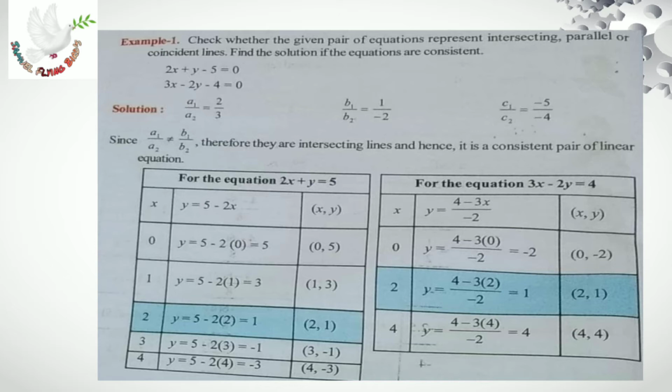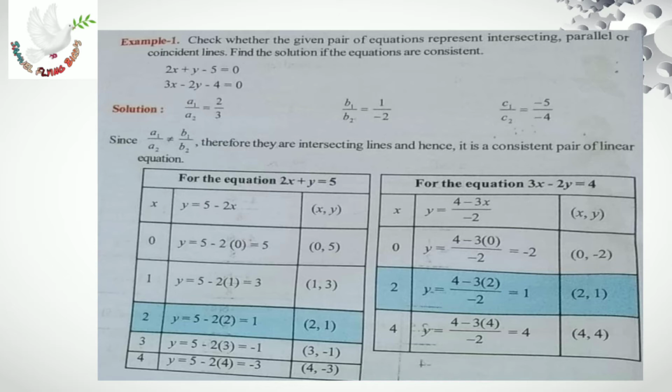Coming to the solution, we write the linear expression. We know that a1x plus b1y plus c1 equal to 0. We compare both the expressions and we write the terms as a1 by a2, b1 by b2 and c1 by c2. a1 by a2 equal to 2 by 3, b1 by b2 equal to 1 by minus 2, and c1 by c2 equal to minus 5 by minus 4. Since a1 by a2 is not equal to b1 by b2, therefore they are intersecting lines and hence it is a consistent pair of linear equations.